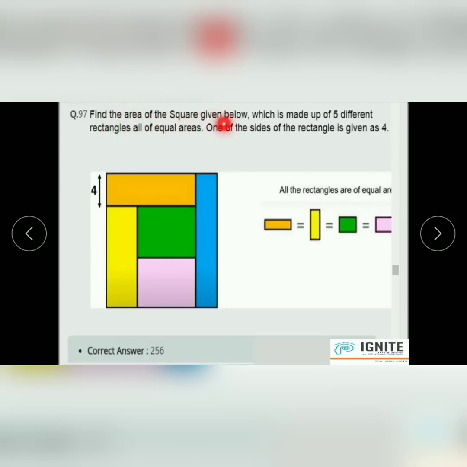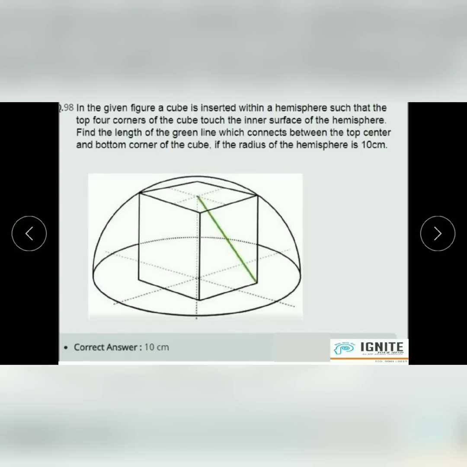Find the area of square given below, which is made up of 5 different rectangles, all of equal areas. One of the sides of rectangle is given as 4. This is the 1/4 of length of each side of square. Therefore, the total length of each side is 16 and area of square is 16 into 16. Answer is 256. Okay, next question 98.